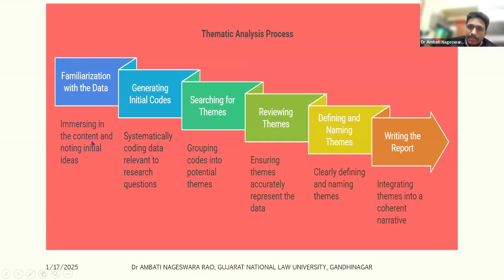Once you are able to find initial significant findings, you start generating the codes. Generating codes means systematically coding the data relevant to the research questions. You can't simply code saying that this is a very important finding, this is a very important finding. What were the research questions? What were the research objectives? Are these particular codes connected directly or indirectly with your research objectives or not?